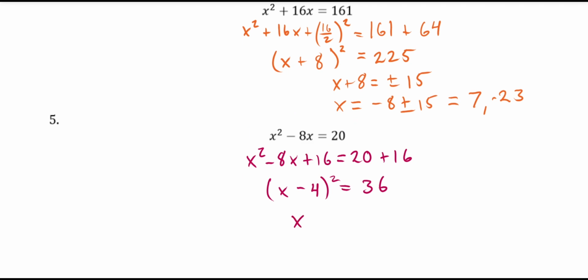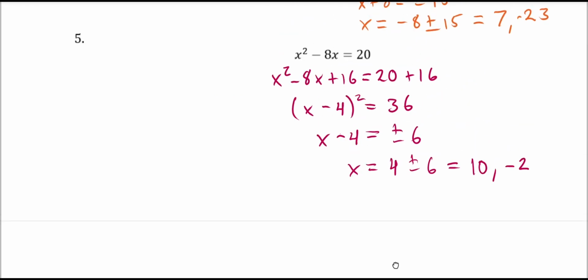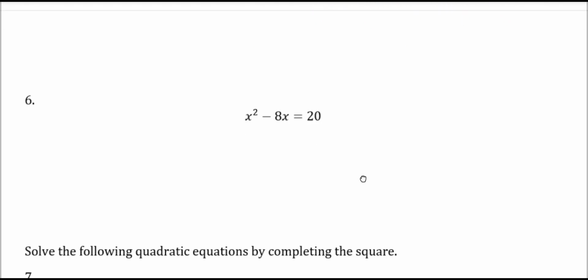We take plus and minus the square root of both sides, and we find plus and minus 6 is equal to x minus 4. Moving the 4 over to the other side as a positive, we then get 4 plus and minus 6. 4 plus 6 is 10, 4 minus 6 is minus 2. Here is another. It would seem that number 6 is a duplicate of number 5. They actually have the same numbers, so I'm not going to do it again.